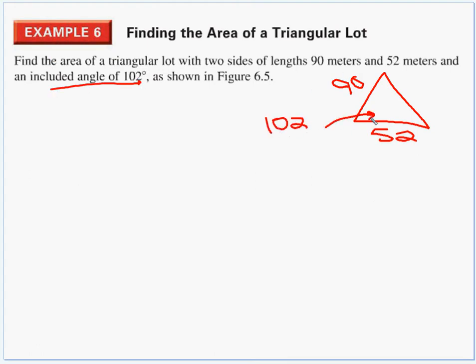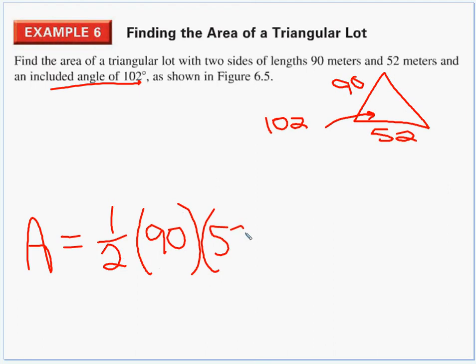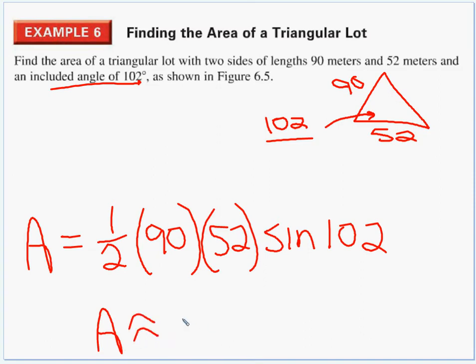It's important that the angle has to be the included angle. It can't be one of the ones outside there. So the area is going to equal 1/2. We multiply the two side lengths, 90 and 52, and then we take the sine of the angle that we were given. And we just punch that into our calculator. The area is approximately 2,289, and they did give us units, meters, so that would be meters squared, since we're finding the area of something.